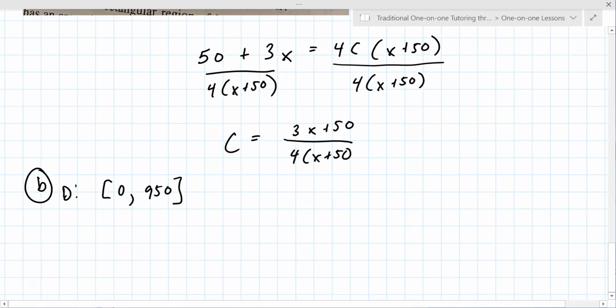Oh yeah, that's clear. Okay, so I'm just going to graph this original function, y equals, I'll snip in a graph here. So we got 3x plus 50 in the numerator, 4 times x plus 50 in the denominator. I'll snip this graph in here shortly. And then we've got from 0 to 950 on our x.